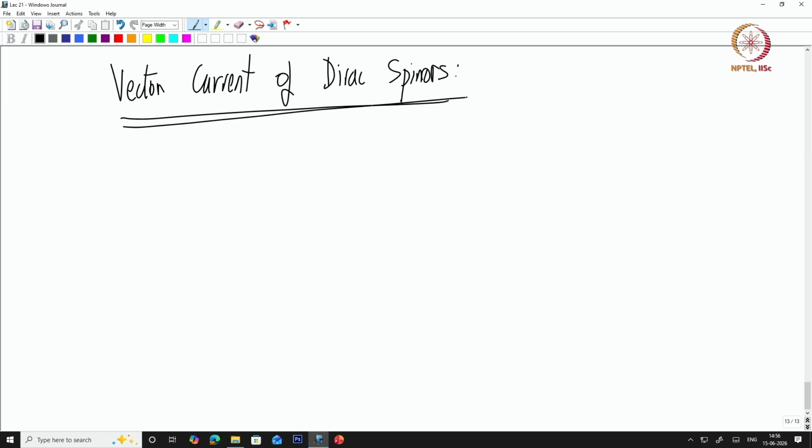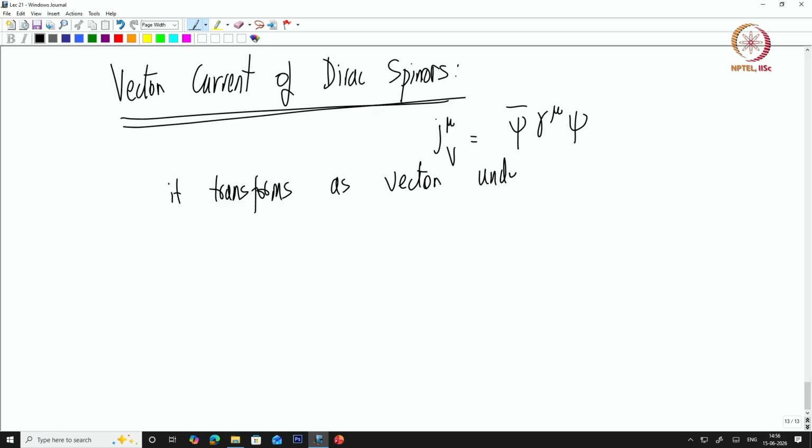We have seen this vector current to be J mu equals psi bar gamma mu psi, and we showed that it transforms as a vector under Lorentz transformations. Now this kind of current is important to us when we start looking at interactions for the Dirac equation, or for Dirac particles.